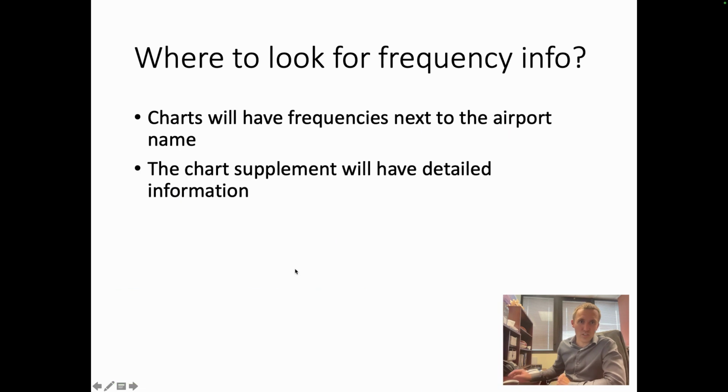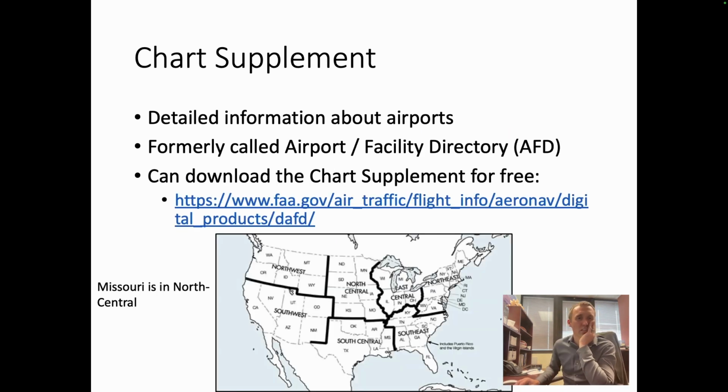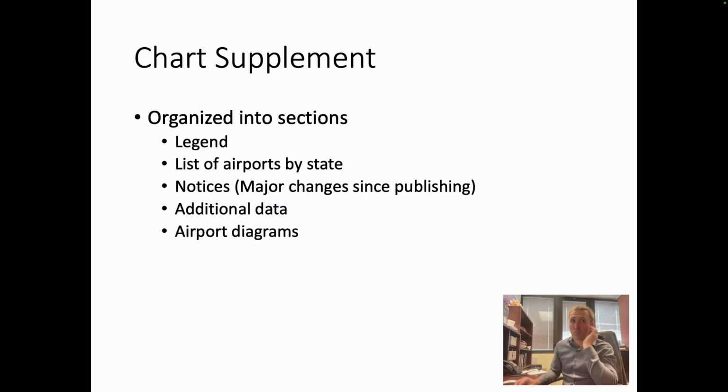The chart supplement also has detailed information. So what is chart supplement? This is detailed information about airports, formerly called the Airport Facility Directory. You can download the chart supplement for free online. There's the link right there. I'll have that link in the notes to this video as well. And the chart supplement is organized into several sections.